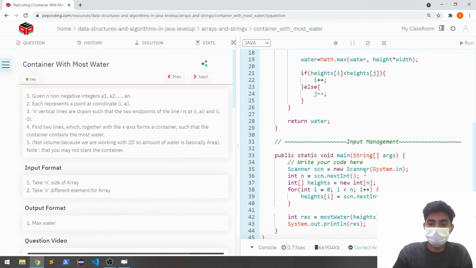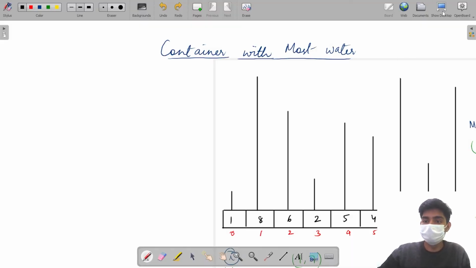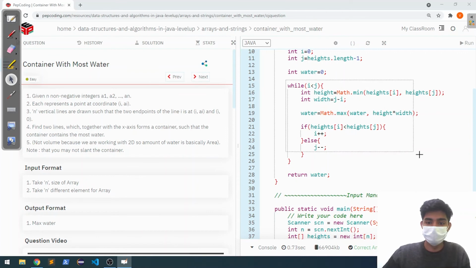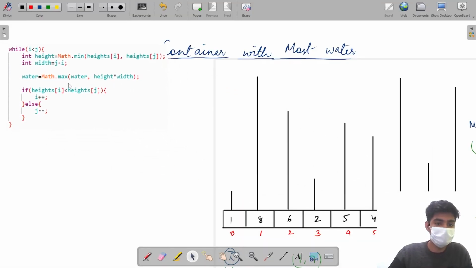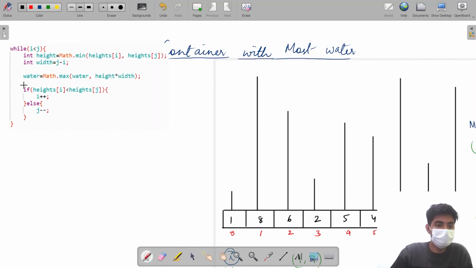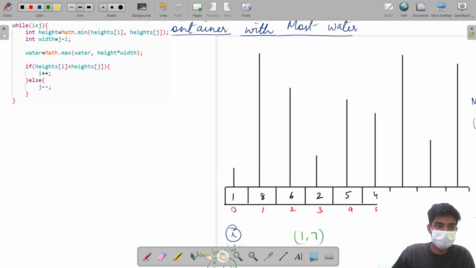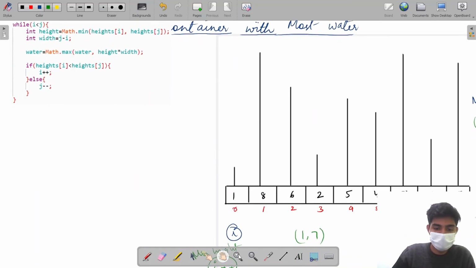Now let's try to dry run this. Let's take this example here. So now I will have my i at 0, j at length minus 1, and my water was 0 at first. Let's say my i is at this point, my j is at this point only, right? So let's remove this as well.